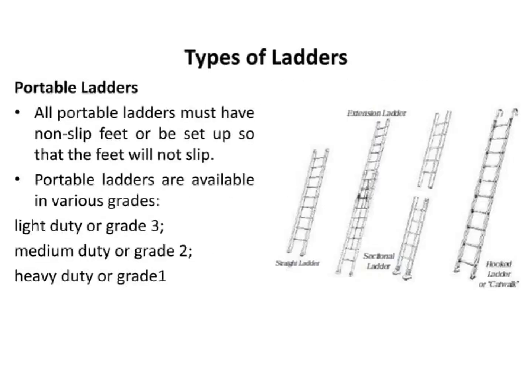Portable ladders are the most commonly used type of ladders. It is important to make sure that all portable ladders have non-slip feet or are set up securely in order to avoid slipping. Portable ladders come in 3 different grades: light duty, grade 3, medium duty, grade 2, and heavy duty, grade 1. In order to choose the correct grade for a job, it is important to consider the weight of the user and the materials being lifted.